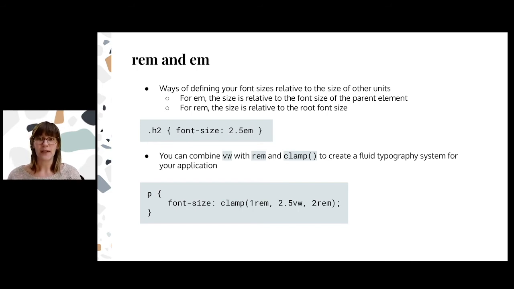M units are a way of defining your font sizes relative to the font size of the parent element. So you could do something like setting font size to 2.5 M, and that would set your headers to 2.5 times the size of the body font in the parent element.